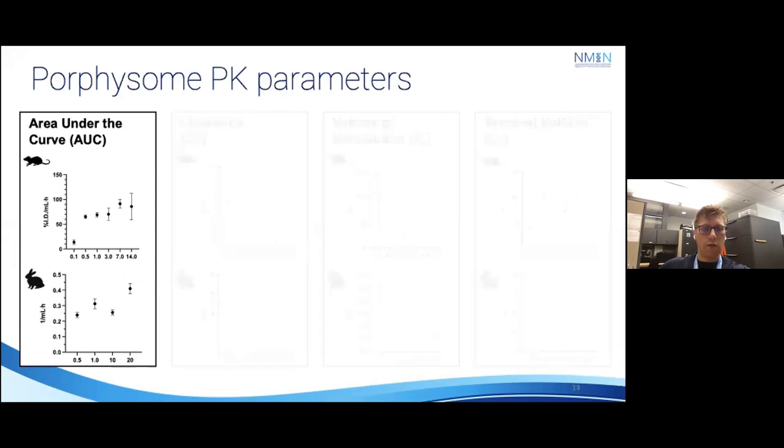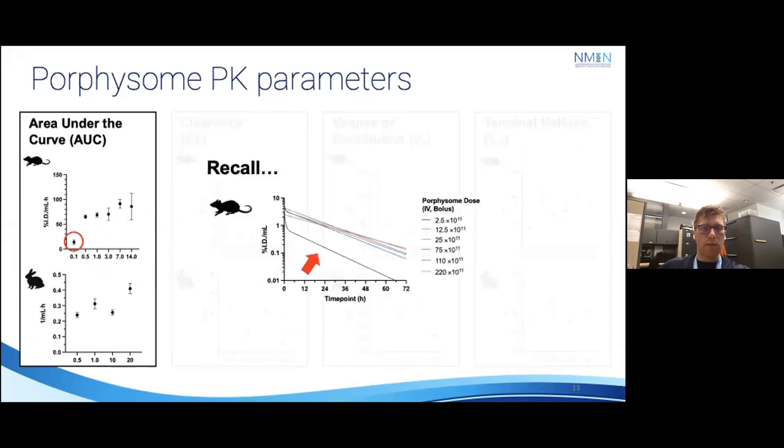So let's focus on AUC. Here you see in the rat at the very lowest dose, it's an outlier from the rest. And in fact, this is another example of spotting that dose dependency, which we saw previously.